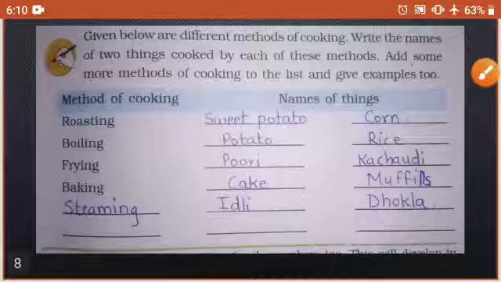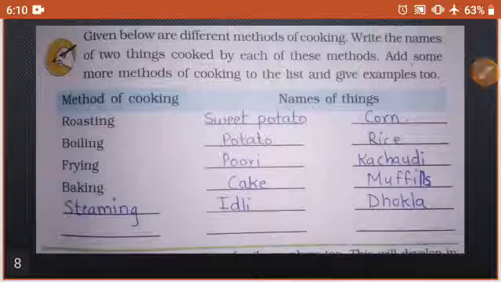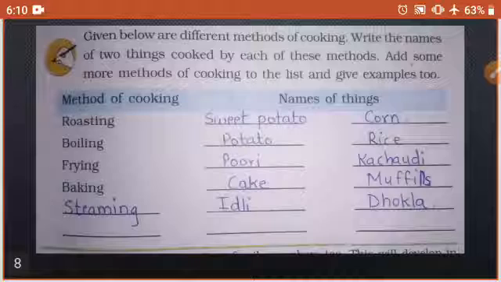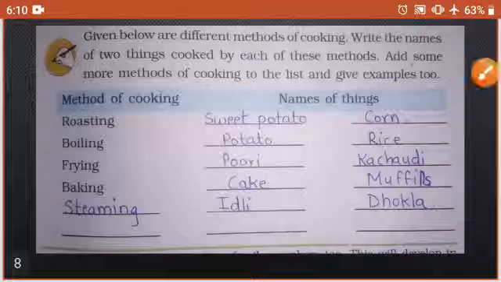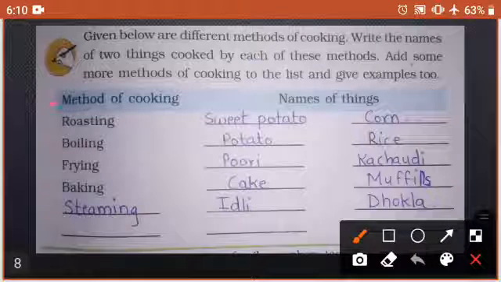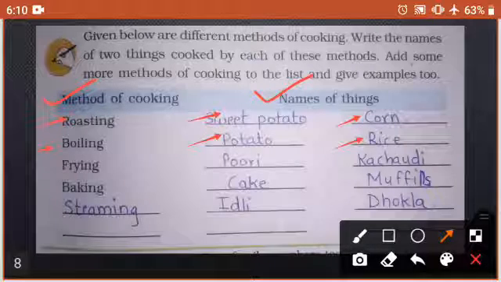Given below are different methods of cooking. Write the names of two things cooked by each of these methods. Add some more methods of cooking to the list and give examples too. So, first they have given methods of cooking and names of the things. First roasting, so sweet potato, corn; boiling, potato, rice; frying, puri, kachori; baking, cake and muffins; steaming, idli and dhokla. So these items can be prepared by the different methods of cooking.